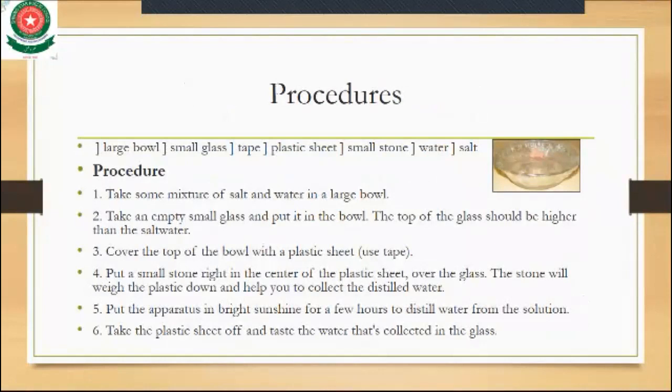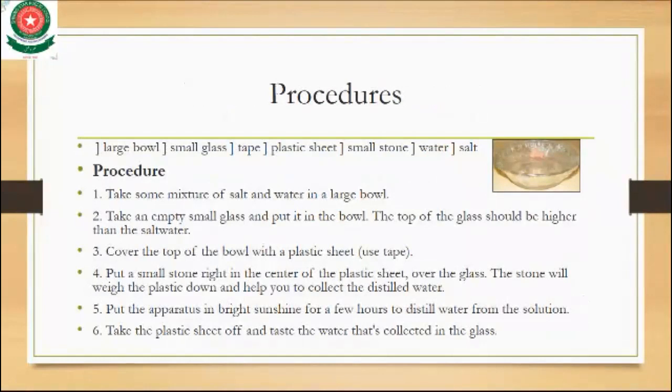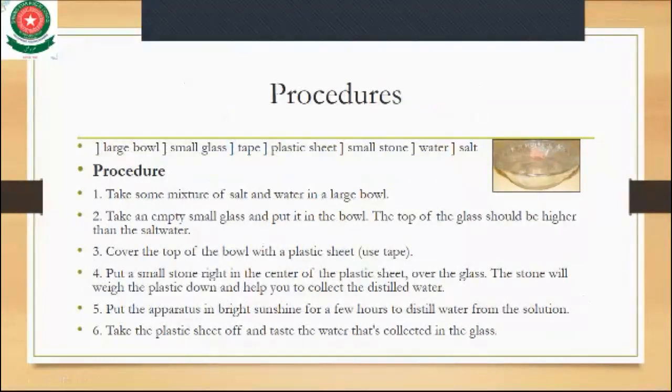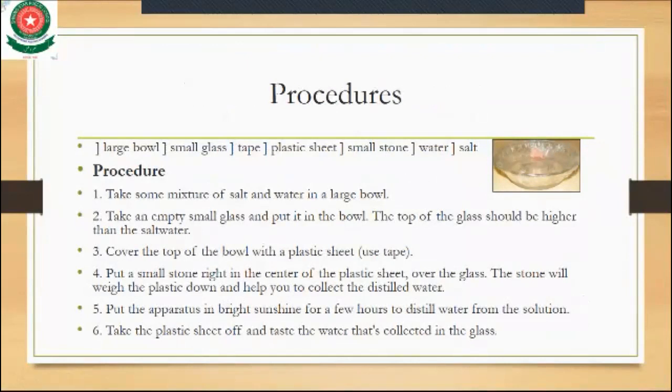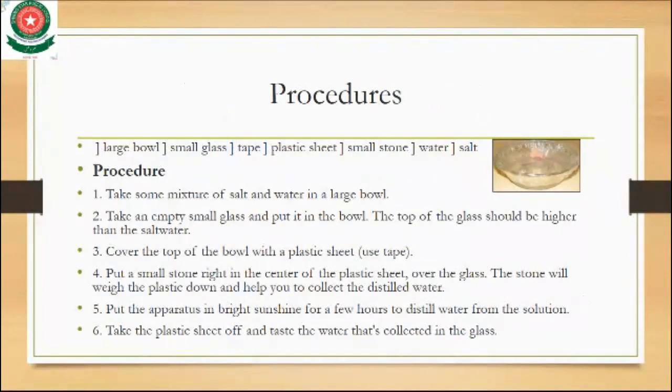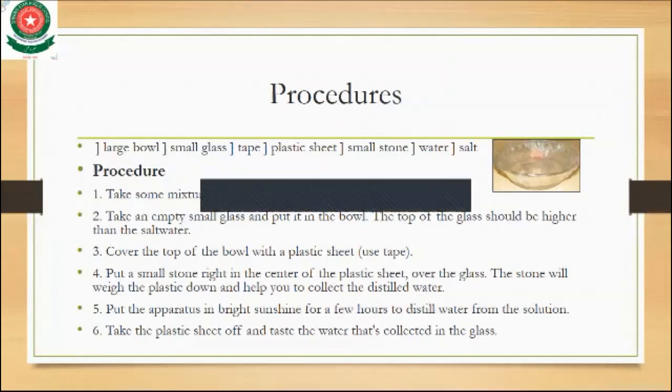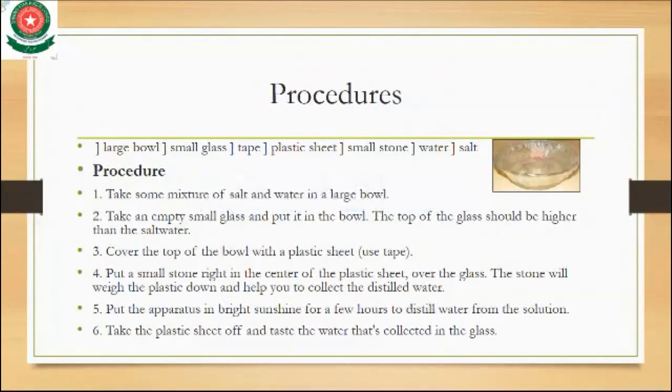So you can cover the top of the bowl with the plastic sheet. You can use the tape for the covering, and then you can put a small stone right in the center of the plastic sheet. The weight of the stone will weigh the plastic down, and you can easily collect the distilled water.